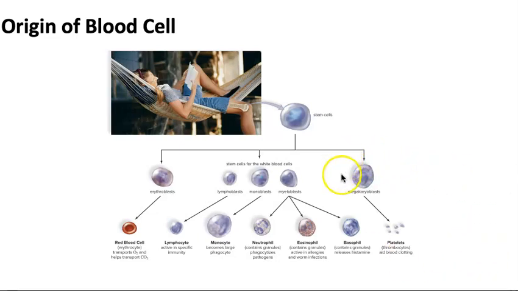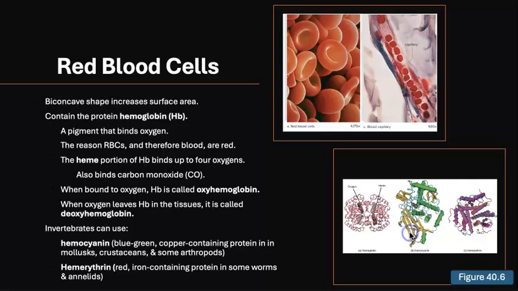And lastly, we've already mentioned that the megakaryoblast is going to break off portions of its cell, and those cell fragments become the platelets and aid in blood clotting. So we're going to dive into detail first with our red blood cells. These are biconcave shaped disc cells, so you can see that over here, and they have that shape so that we can increase surface area.